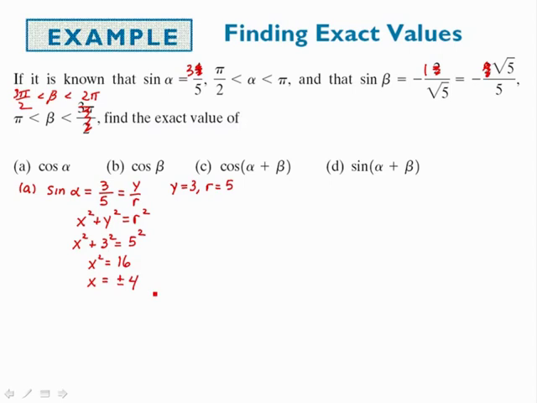How do I know which? Well, here alpha is in the second quadrant, right? And in the second quadrant, the x-coordinates are negative. Alpha in quad 2. And so cosine of alpha is going to be x over r. So that's negative 4/5. You remember doing that?